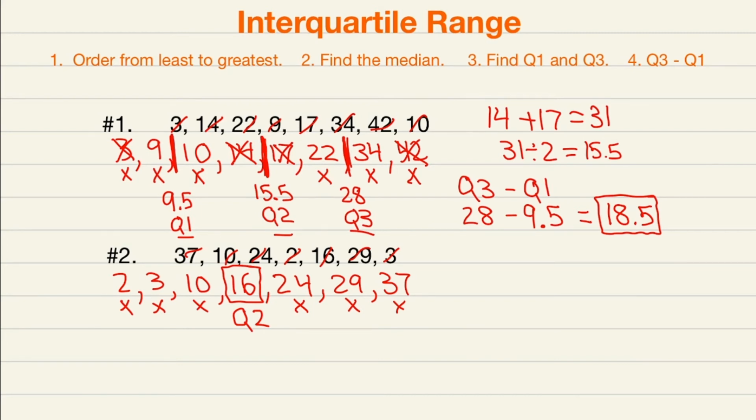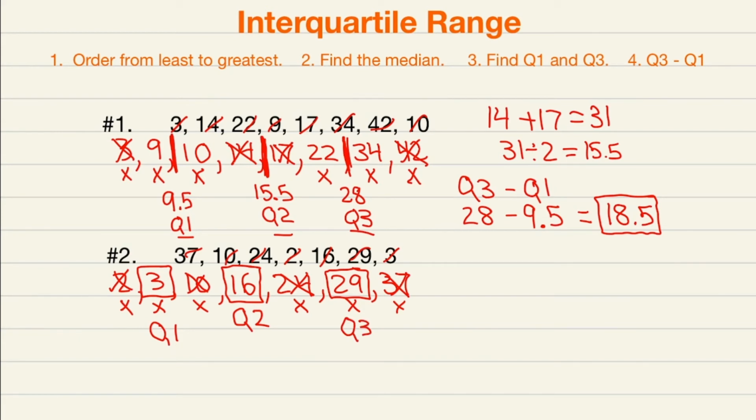So now let's find our Q1, or the median of our lower half of numbers. Let's cross out 2 and 10, and we're left with one number left, which is 3. That's going to be our Q1. And now let's go to our upper half of numbers. So let's cross out 24 and 37. We're left with one number left, which is going to be our Q3, 29.